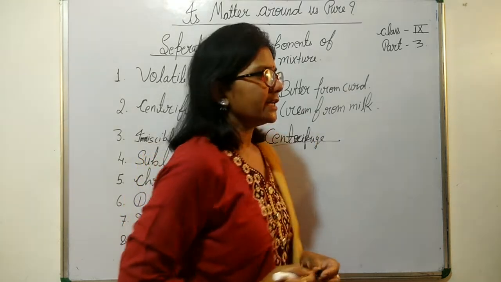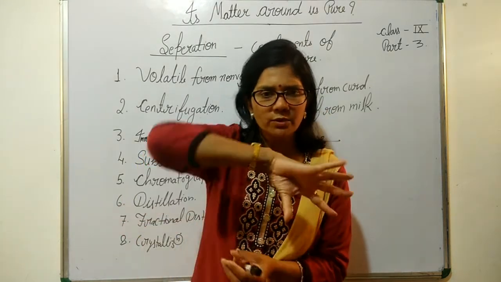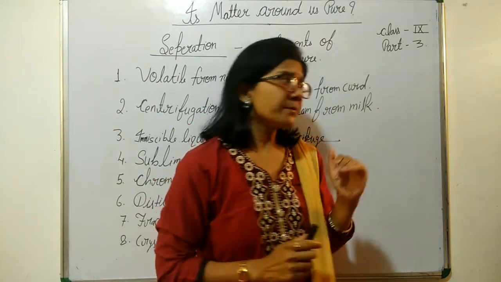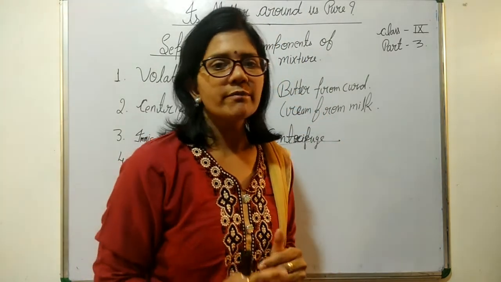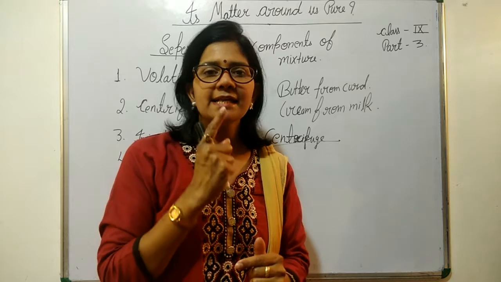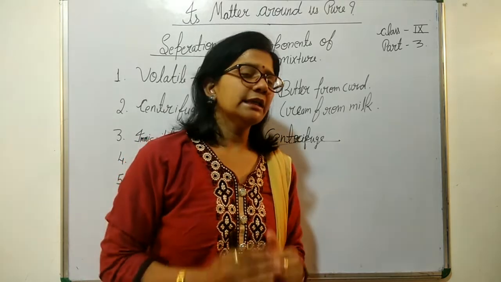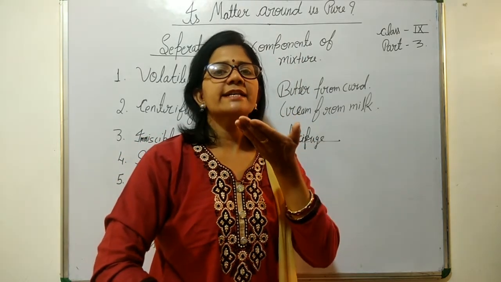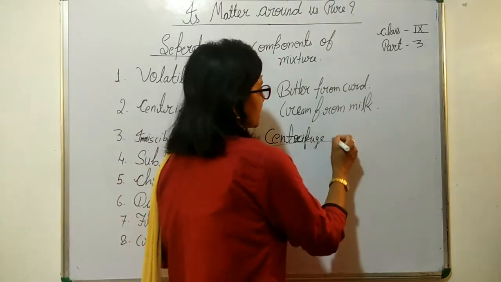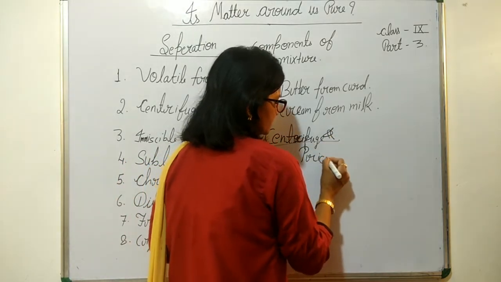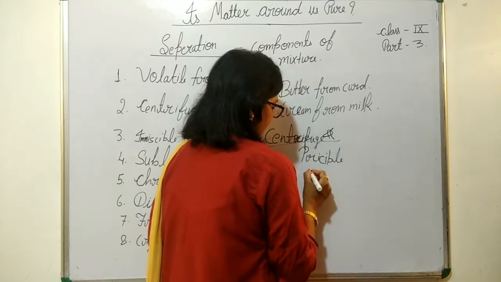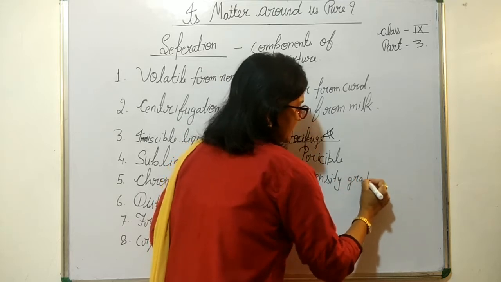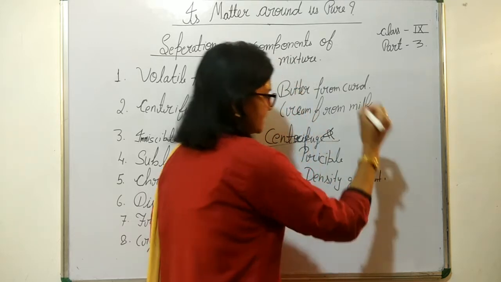So in the centrifugation instrument, it rotates at a very high speed, so that the components of the mixture separate on the basis of their density. The component with a high density will be at the bottom, and the component with lighter density will be at the top. So the principle behind this is what? Density gradient. Density gradient means the difference in density.